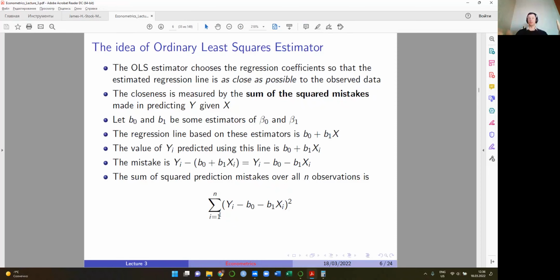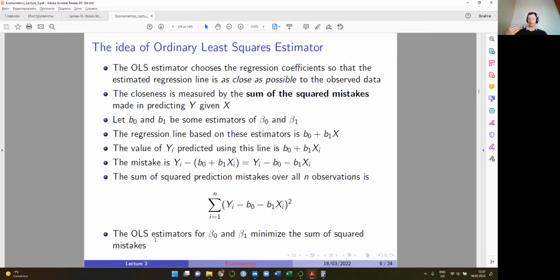And this is the measure of closeness. So for every possible line that we can draw inside that cloud, inside that scatter plot, we must be able to calculate this sum for different values of B0 and B1. And now, what is our task? We want to make it as close as possible to the observed data. So what does this mean? It means that we want to minimize this sum of squared mistakes.